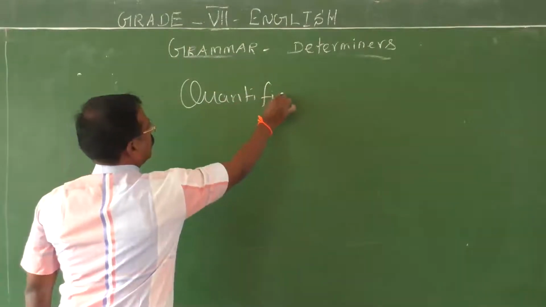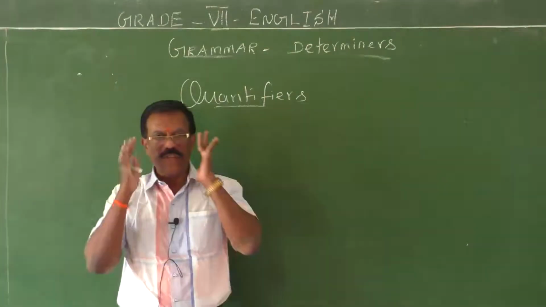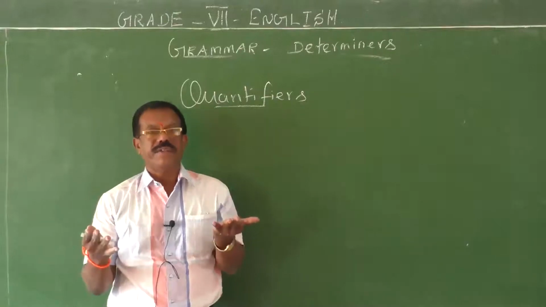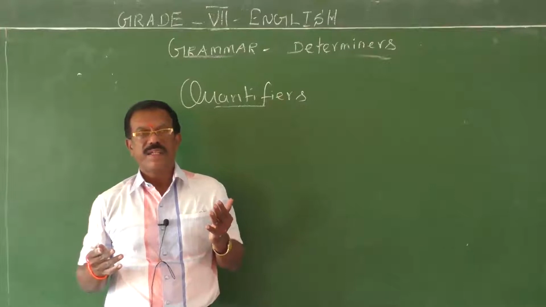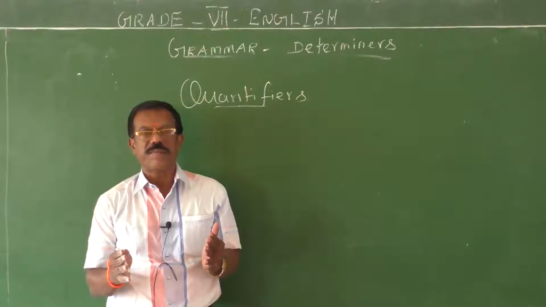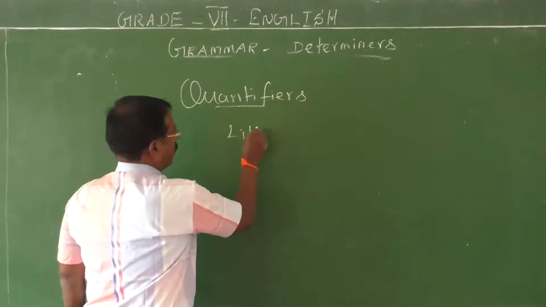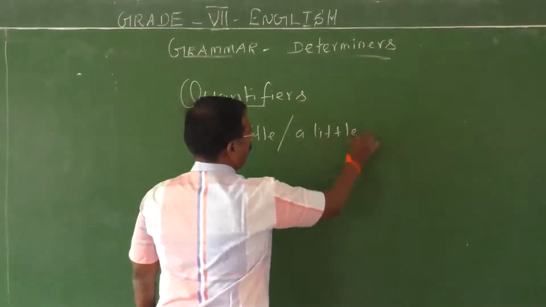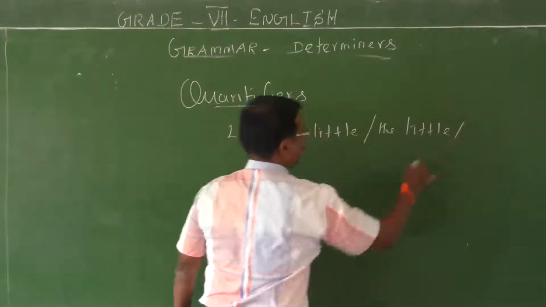Quantifiers. When we use these quantifiers before nouns, they indicate the quantity. At the same time, they restrict or determine the meaning of the noun, therefore they are used as determiners. Okay, little, a little, the little. They are the quantifiers.